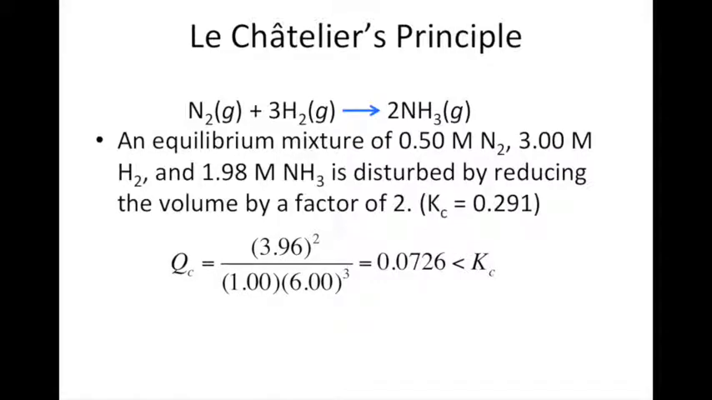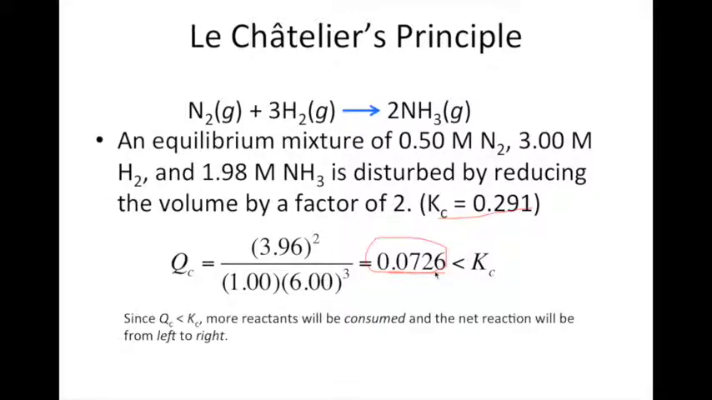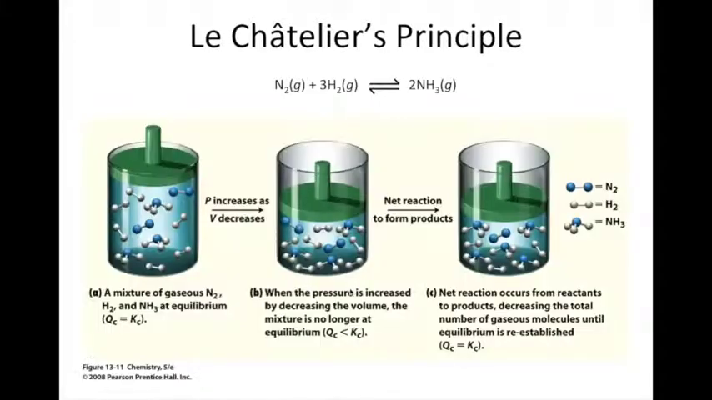We can compare our Qc to our Kc for this reaction at a given temperature, and we see that our Qc is smaller. So by reducing the volume, it results in our Qc being smaller than Kc. Well, we know if Qc is smaller than Kc, more reactants will be consumed and the net reaction will shift from left to right. And that's what we predicted to begin with, just based on the number of moles. But here we're showing that numerically it holds true.